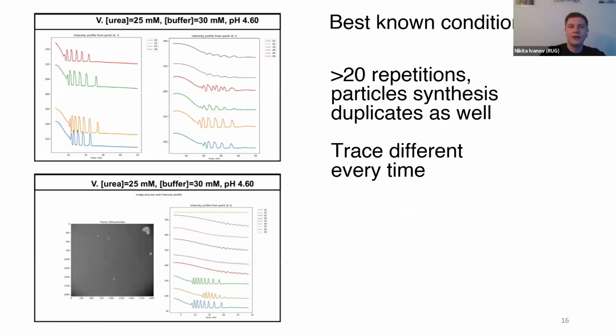Then, when we tried to repeat the experiment under exactly the same conditions, which are presented here on the slide, a certain concentration of urea and the buffer, certain pH, wonderfully, at every repetition we got completely different curves. So we are very sure that they oscillate. However, in many cases, the oscillations are irregular.